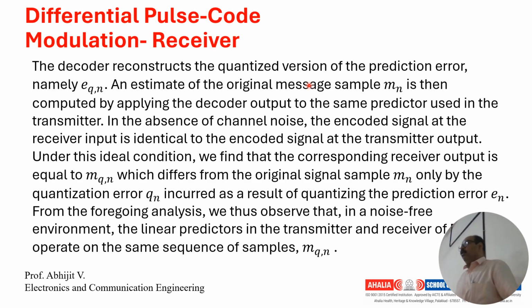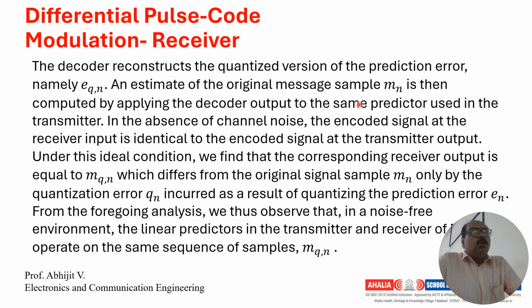Next, the receiver operation. We have seen the DPCM transmitter operation. Now we are going to study the receiver operation. What happens in a DPCM receiver is that the error signal e_q[n] that is received in the receiver is reconstructed using a decoder. This is nothing but the quantized version of the prediction error.